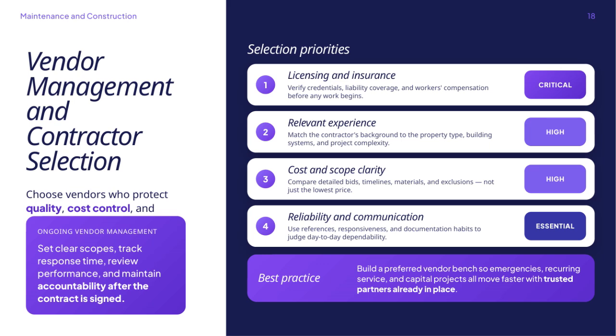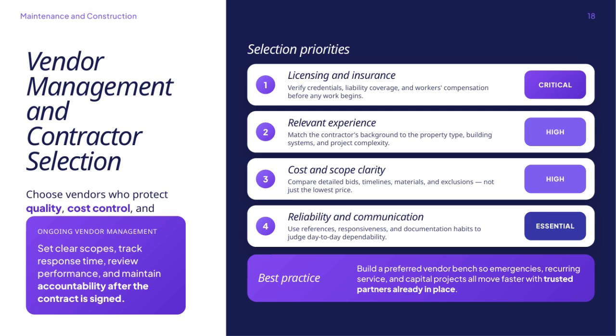Once the contract is signed, ongoing vendor management is key. This means setting clear scopes, tracking response times, regularly reviewing performance, and holding vendors accountable. Now, when it comes to selection priorities, the first critical step is verifying licensing and insurance. Ensuring that vendors have the proper credentials, liability coverage, and workers' compensation before starting any work protects you from risk.